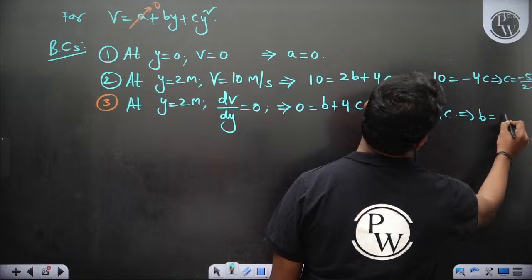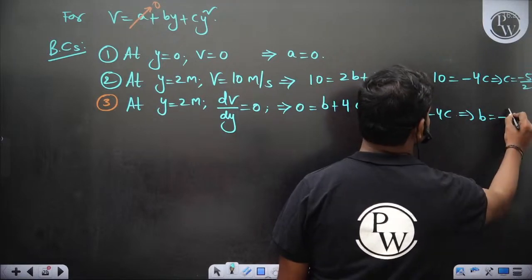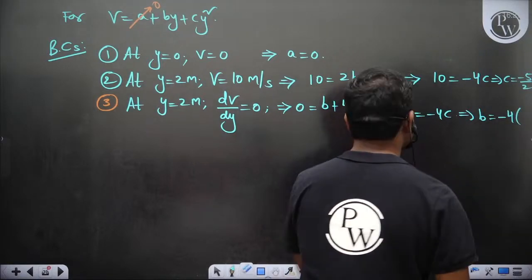So b is equal to minus 4 times minus 5 by 2. So this is plus 10. So b equal to 10.